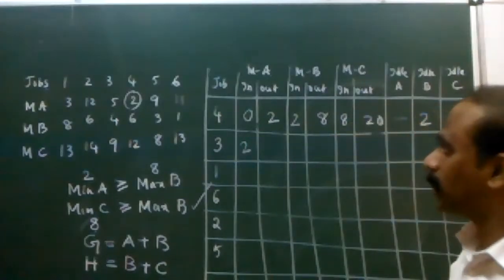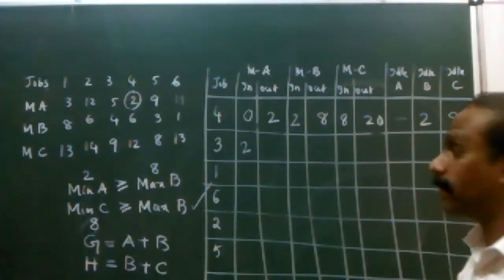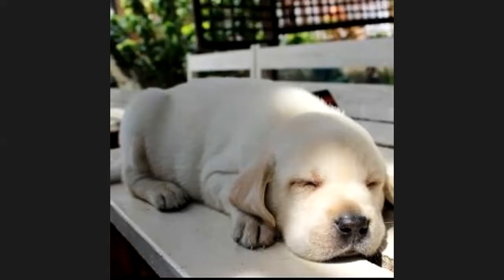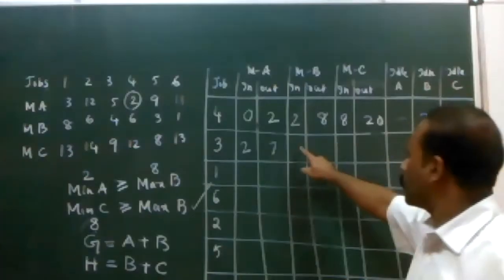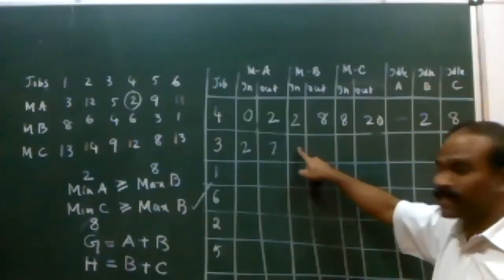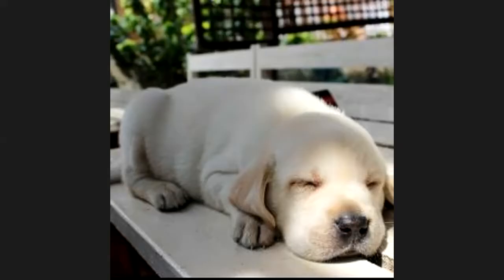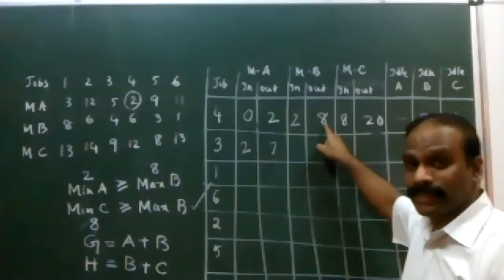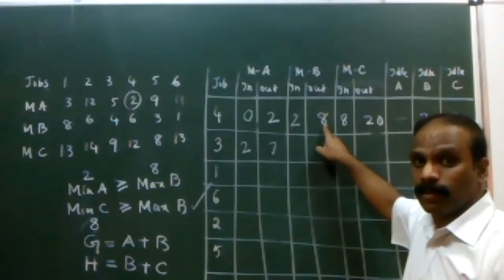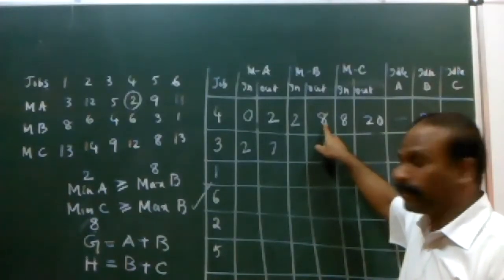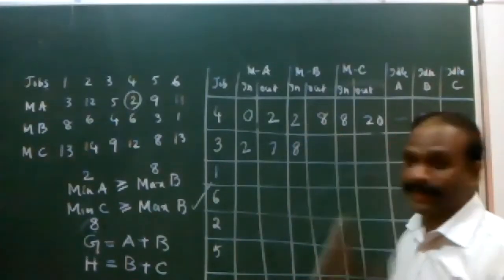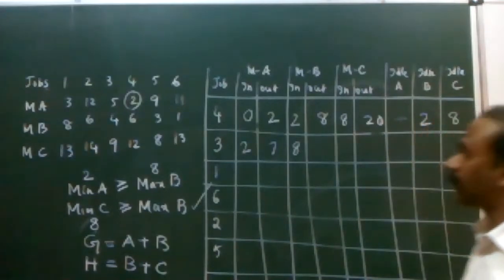Okay. And what time will it end now? 7. Now, can you tell me at what time machine B should start job number 3? 8. No, I cannot start at 7 because the previous job is yet to complete in job number 4. It is still going on up to the 8th minute. Therefore, I can only start at 8. Okay? So what time does it complete now?